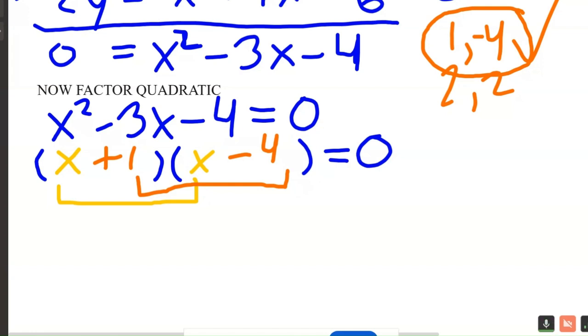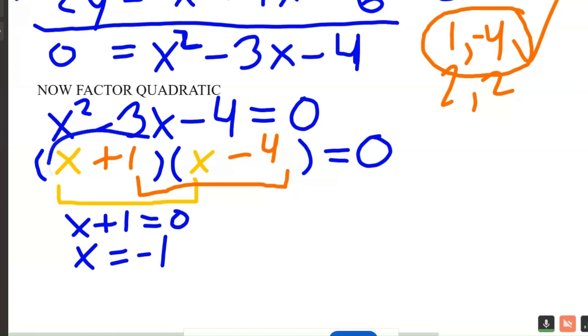The best way to do that is to say, what if we said x plus 1 is equal to 0? What would x have to be? Well, subtract 1 on each side. x would have to be -1 for this to be 0, which would make the whole left side of the equation 0, right? So x equals -1 is going to be one of the solutions.